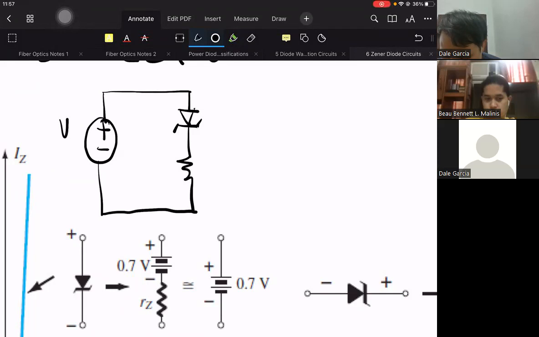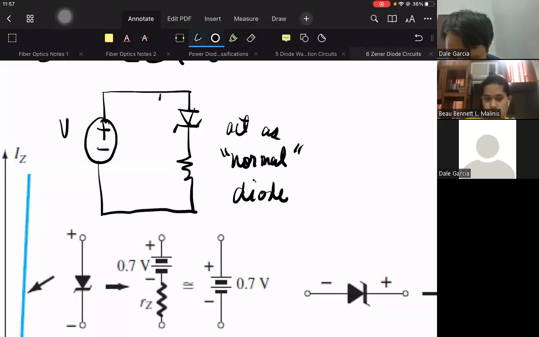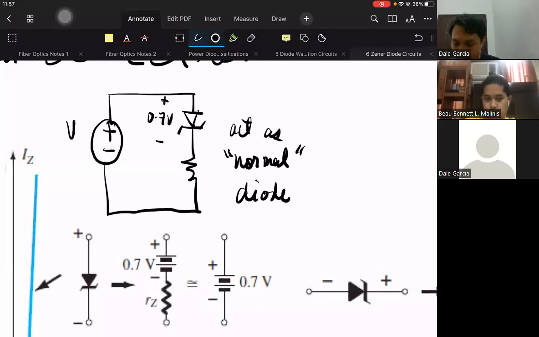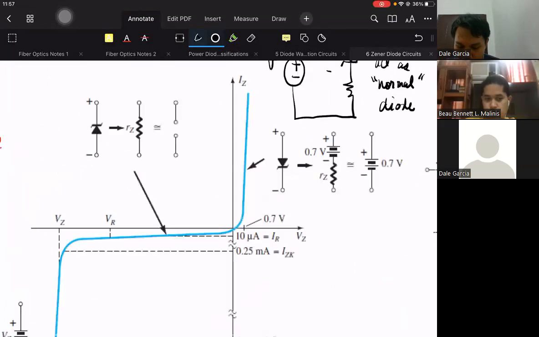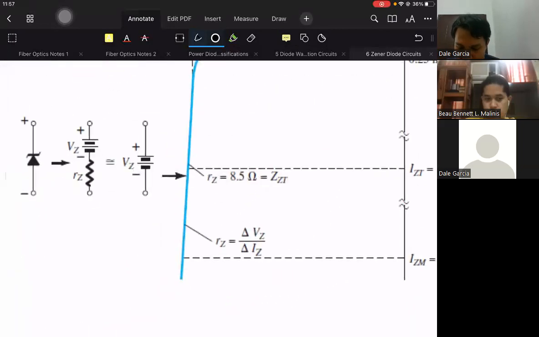So in any case, it will act as a normal diode. And the voltage drop is still 0.7 volts. Okay? So if you connect the Zener diode this way, you don't take advantage of the Zener diode's capability. But it is more useful in this other manner.